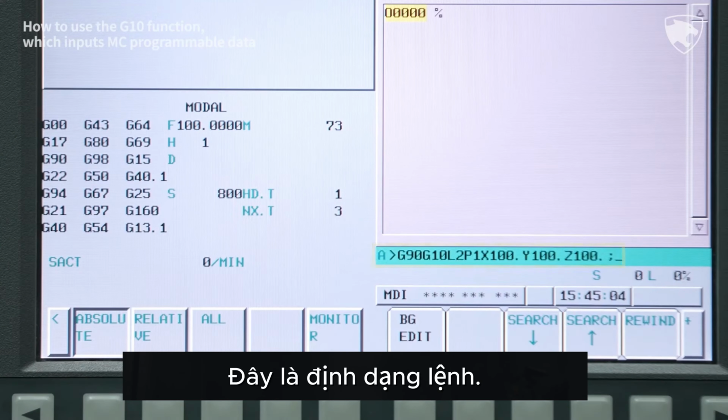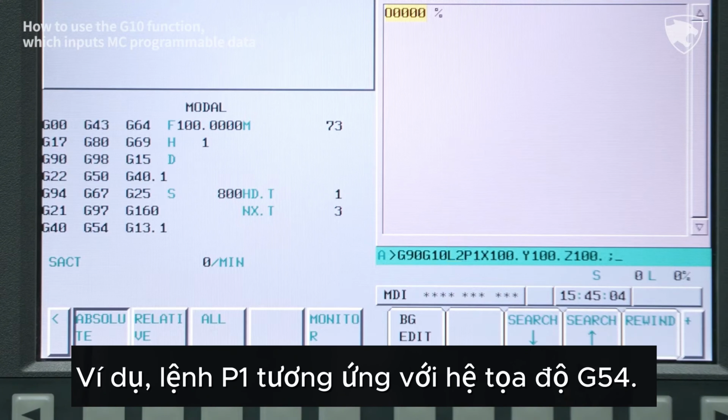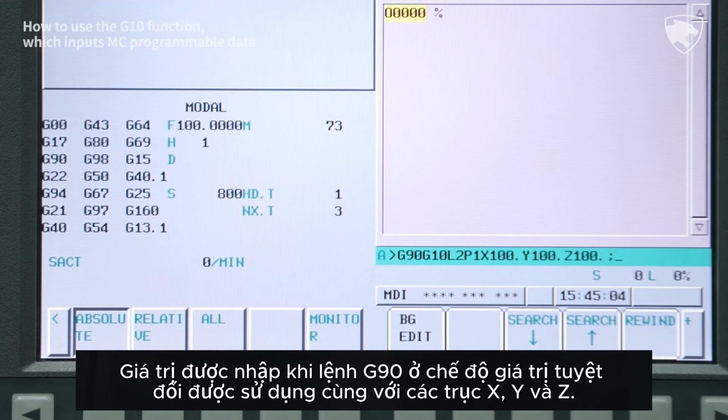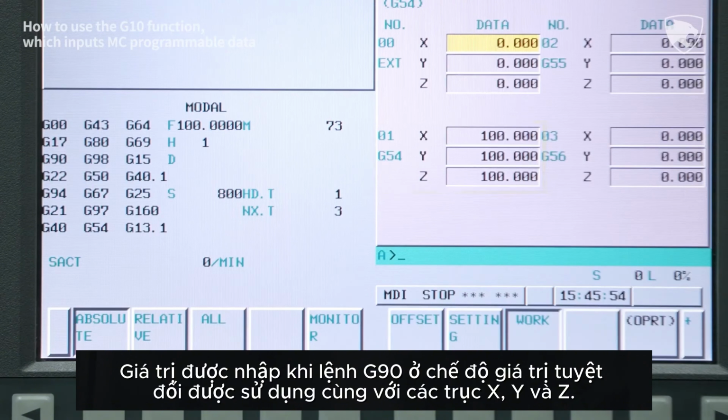Here is the command format. L2 stands for the work coordinate system. P stands for the work coordinate system number. For example, the P1 command refers to the G54 coordinate system. The value is entered when it is commanded to the absolute value G90 with X, Y, and Z.